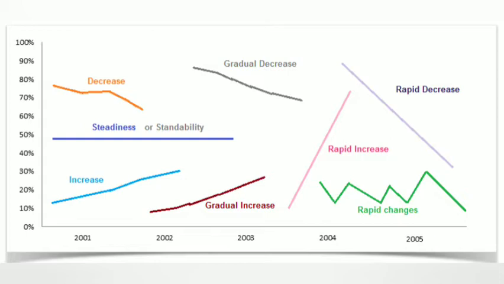But keep one thing in your mind: fluctuation and zigzag word can be used if you have 2 ups and 2 downs.